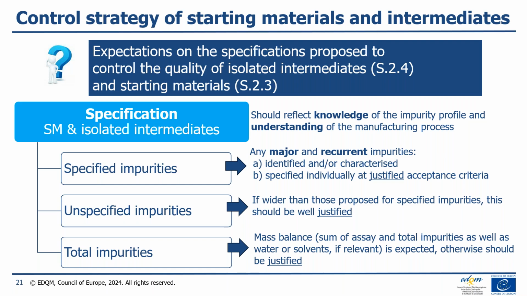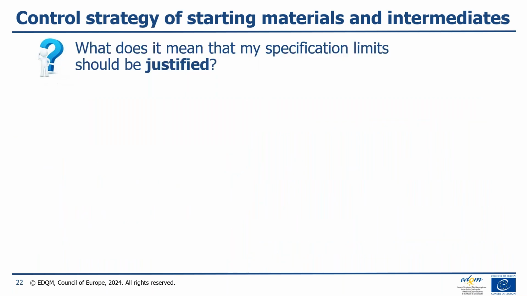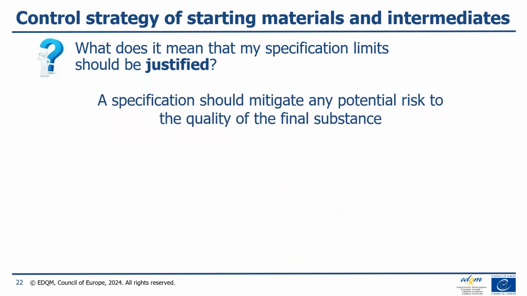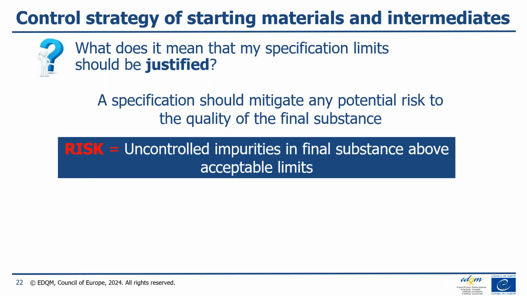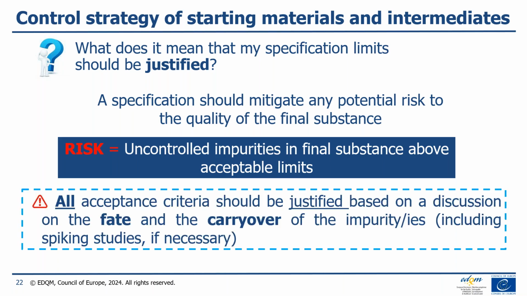And I keep bringing up this word, justified. So what does it mean? What does it mean that my specification limits should be justified? It means that your specification should mitigate any potential risk to the quality of the final substance. But what is our risk here? Risk is having uncontrolled impurities in the final substance above acceptable limits. So what we really want to see is that you show us that all acceptance criteria are acceptable based on the fate and carryover of the impurities. And of course, if relevant, spiking studies should be performed.